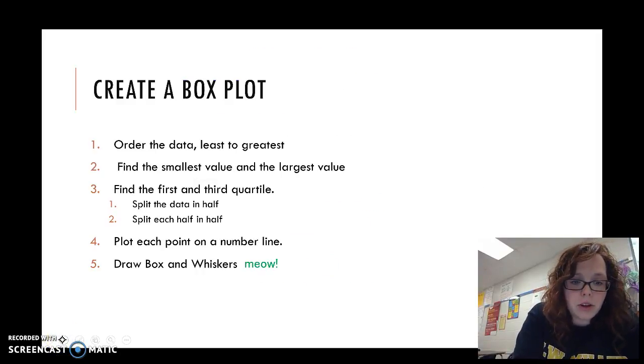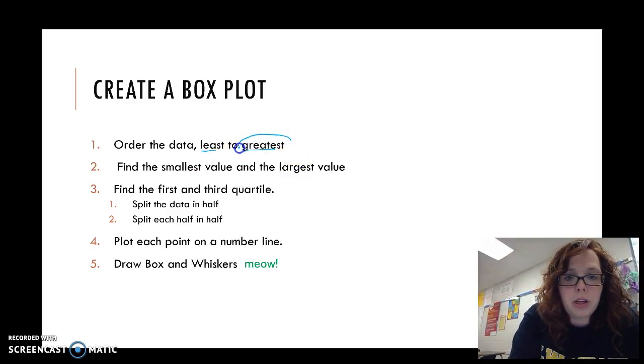But first, here are our directions on how to create a box plot. First, you're going to order the data from least to greatest. And of course, that means numerical order.